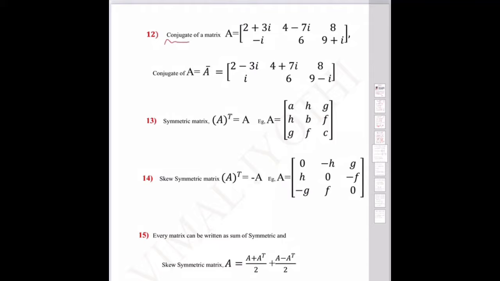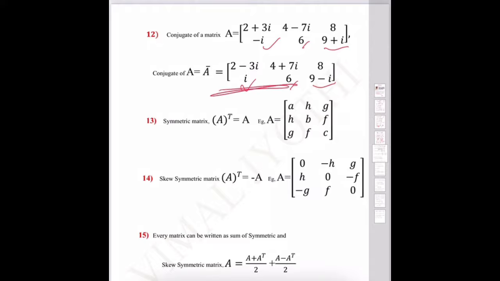Next, conjugate of a matrix. Let A equal to this matrix. Then conjugate of A is denoted by A bar. That is, conjugate of 2 plus 3i equal to 2 minus 3i. Conjugate of 4 minus 7i is equal to 4 plus 7i. Conjugate of 8 equal to 8. Conjugate of minus i equal to plus i. Conjugate of 6 equal to 6. Conjugate of 9 plus i equal to 9 minus i. This is the conjugate of A.